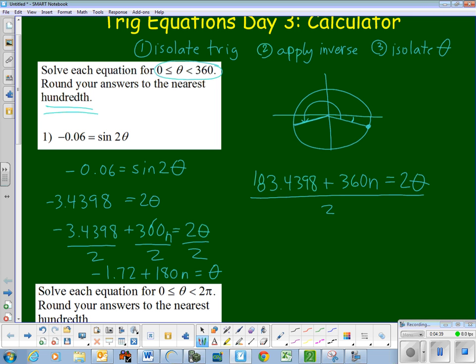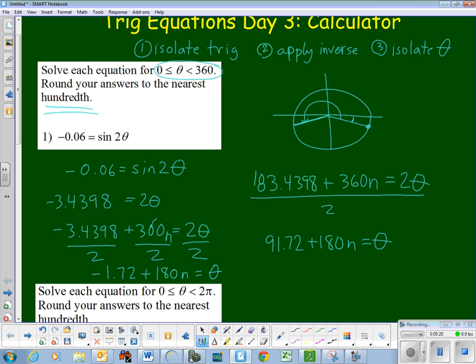And over here, if I divide 183.4, I'm going to get 91.72 plus 180n equals theta. Okay, so this is a little awkward because I'm switching back and forth with my calculator, but the values of n that are going to give me values between 0 and 360, that's what I'm looking for now. On this one on the left, negative 1.72, I'm not going to let n be 0 because that would give me negative 1.72.